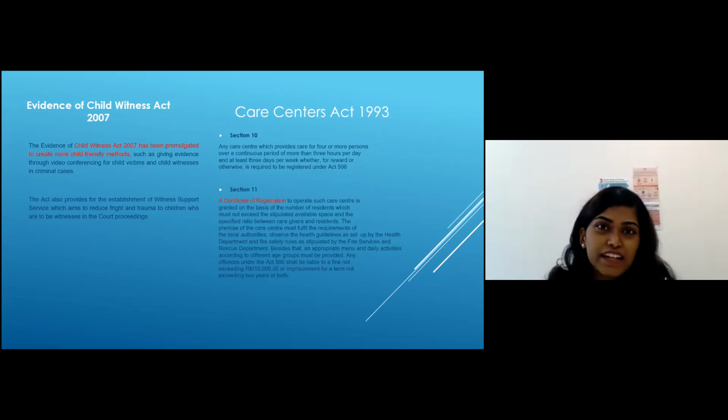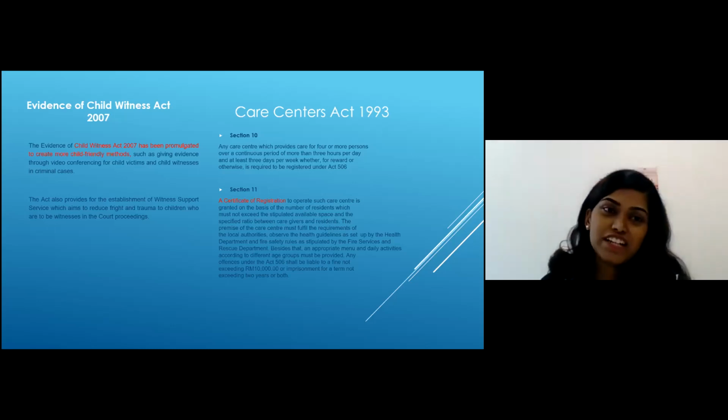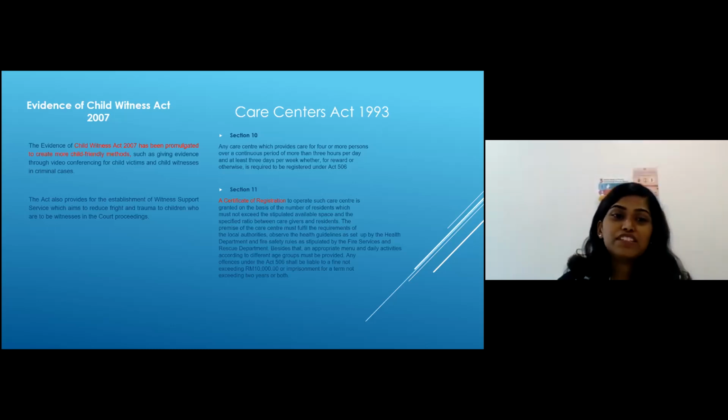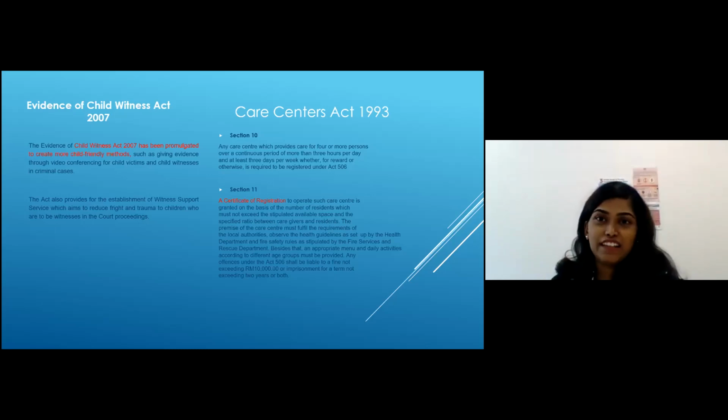So, for instance, if the child was actually abused or raped, the child would be in a very bad situation, or unable to produce statements because of the situation the child is in. So they can use these friendly methods to get the statement from the child and also to protect the dignity of the child as well.